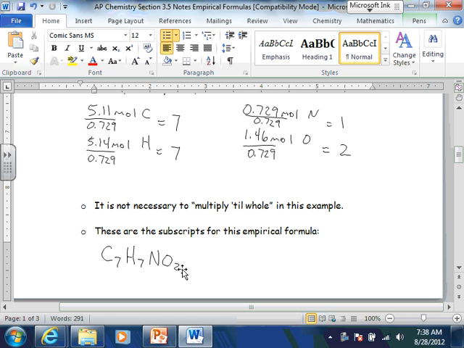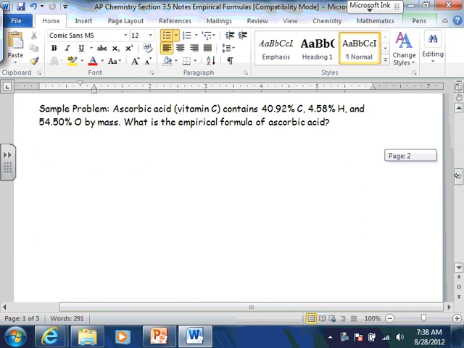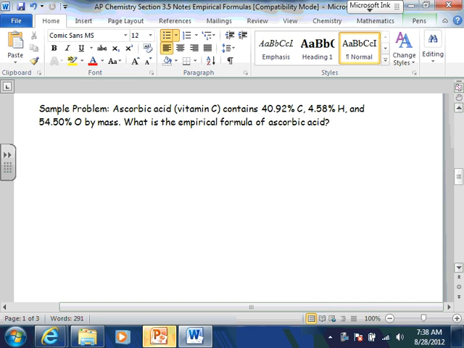All right. Let's keep moving on here. So hopefully that makes sense, and hopefully that's coming back to you. Another sample problem here. Ascorbic acid is vitamin C, and it gives you the percentages of carbon, hydrogen, and oxygen, and they want to know the empirical formula. Okay. So again, now we're just putting it all together instead of doing it step by step. And this, I think, is going to be fairly easy for you.